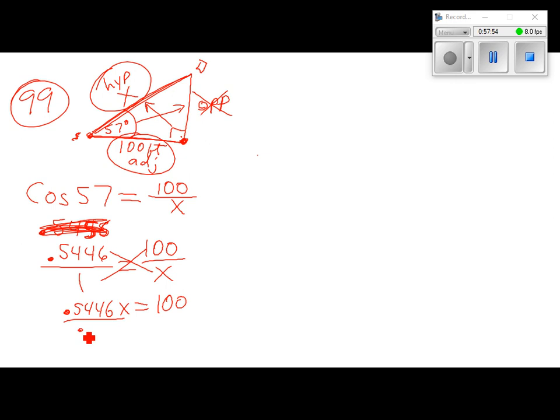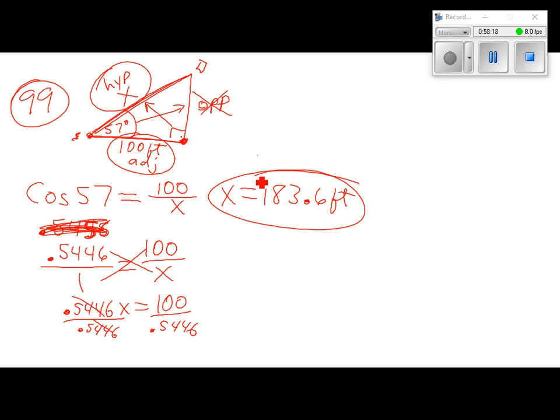Divide. What did it come out to be? 183.6. And there's your answer. What are our units? Feet. Make sure your answer makes sense on these ones. Does it make sense that there's 183.6 feet of kite string? Yeah. Next question.